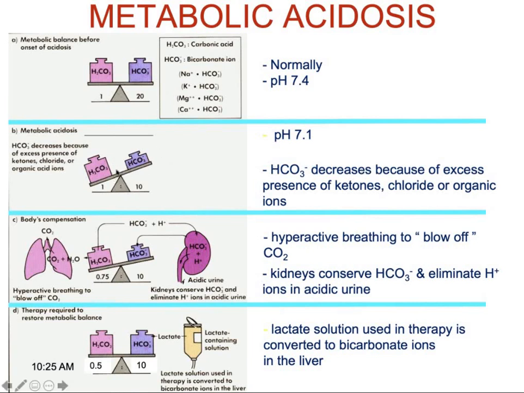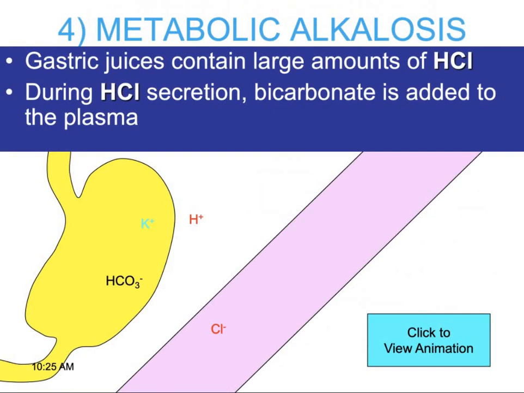So again, the pH shifts to around 7.1. The bicarbonate decreases because of excessive presence of ketones, chloride, or organic ions. Hyperactive breathing takes place as a response, in other words, the homeostatic response towards compensation, which tries to blow off the CO2. The kidneys try to conserve bicarbonate by eliminating hydrogen ions in acidic urine. The treatment in this case would be lactate-containing solutions, so that the lactate gets converted to bicarbonate in the liver.